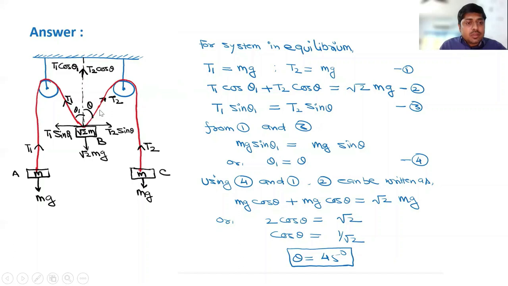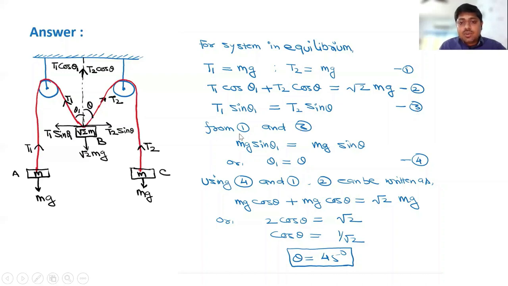Further, we know there will be another component of this tension along this surface, that will be T2 sine theta, and in this direction also there will be one component of this tension that will be T1 sine theta 1, and the body is not moving in this direction or this direction, that is left or right. So both of these forces must be equal to each other. So we can say T1 sine theta 1 is equal to T2 sine theta. Let's call these equations 1, 2, and 3.